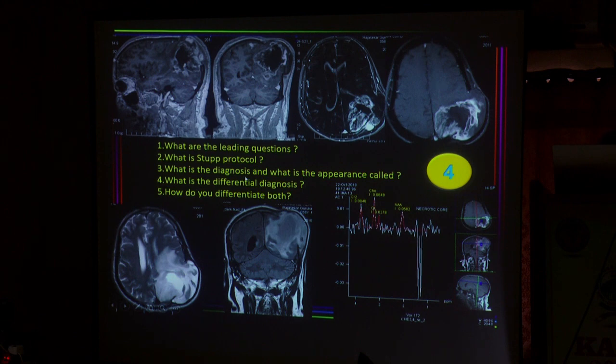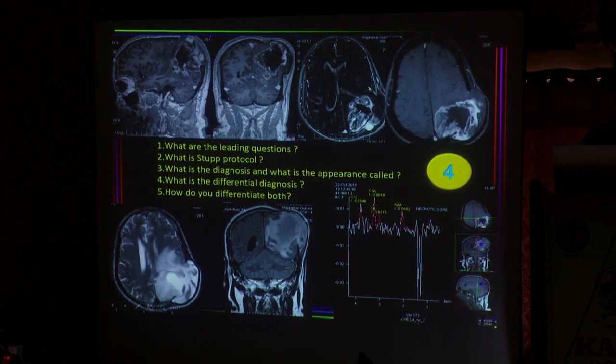So these are multiple images having contrast images and the T2 weighted and the FLAIR images. What are the leading questions when such an image is provided or when you encounter it in MRI? What is the Stupp protocol? What is the diagnosis and what is this appearance known as? What could be the differential diagnosis and how do you differentiate both?